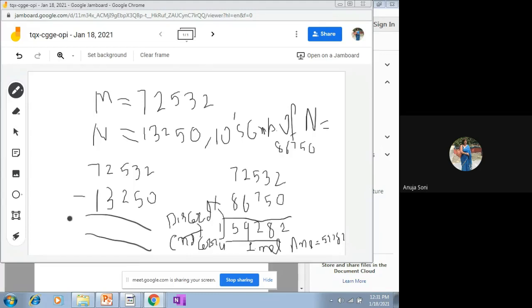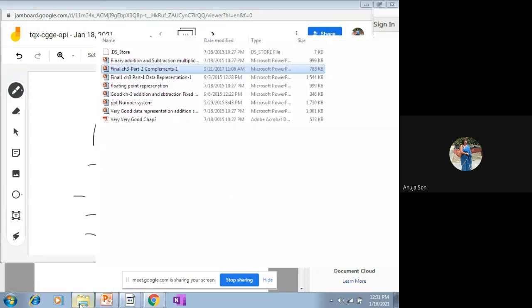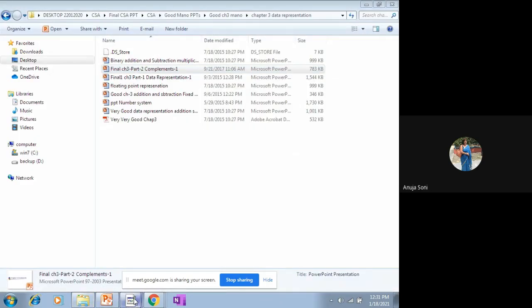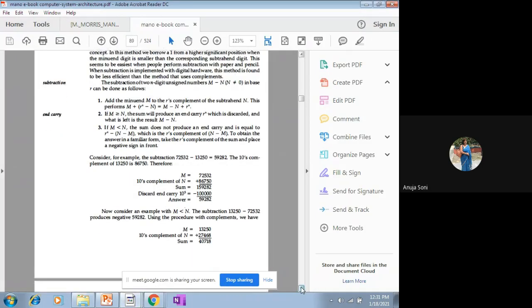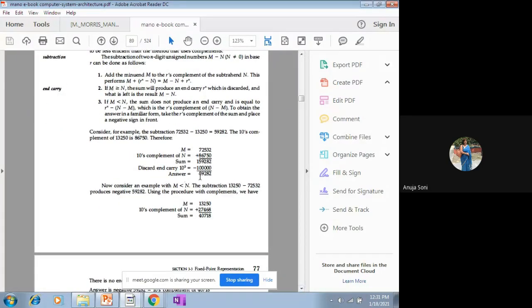Now if you talk about your case 2, if you go through the e-copy of your book, we are coming to case 2. The second case is when the magnitude of the negative number is greater than the magnitude of the positive number. An example of this kind: 13250 minus 72532.